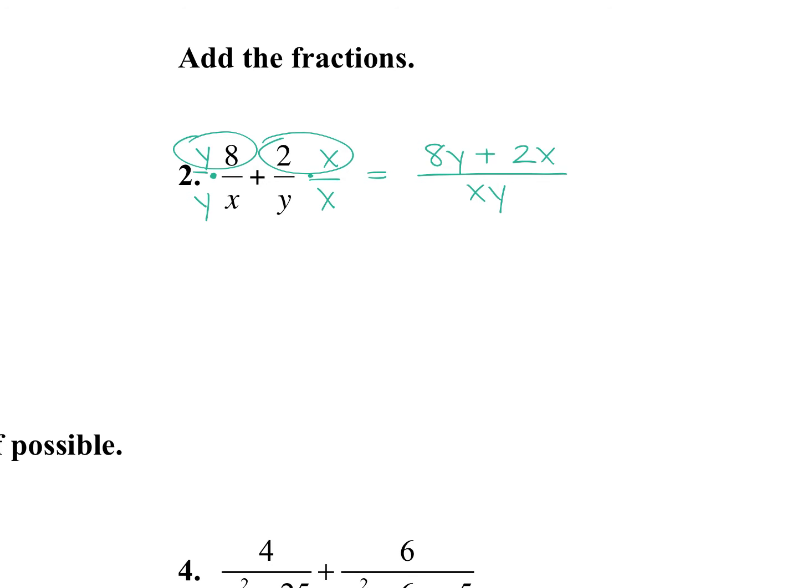And if you call it 2x plus 8y, I actually like that a little better, but you don't have to rearrange it. It's fine if you leave it like this. I just like to put them in alphabetical order because I'm a nerd like that.